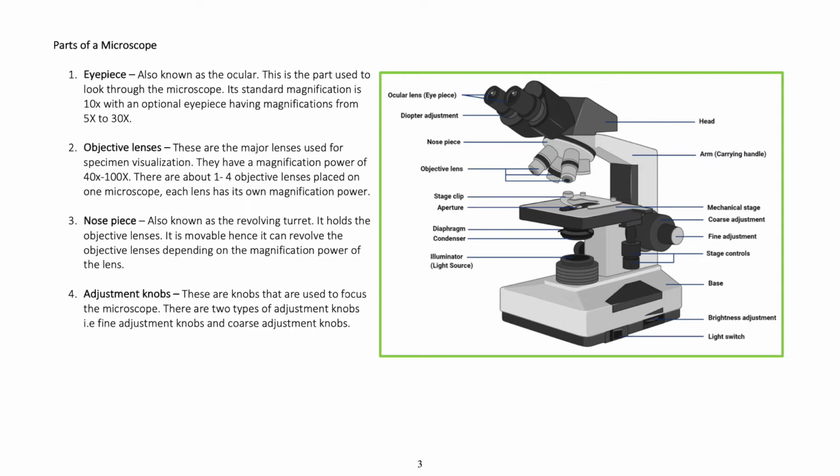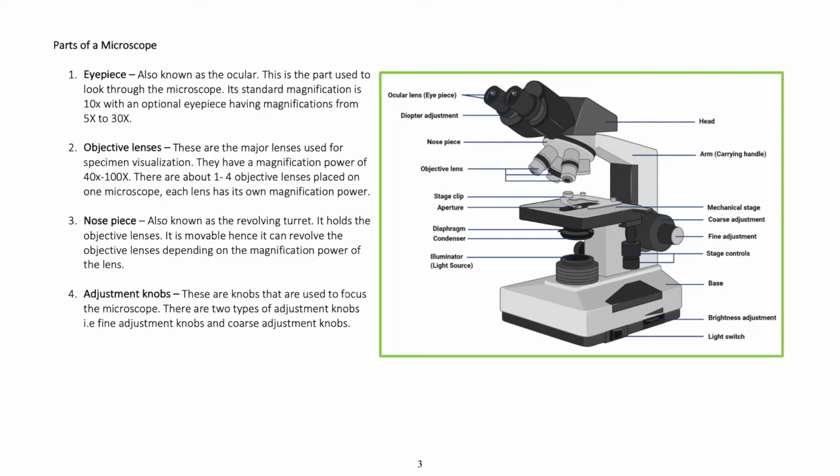Parts of a microscope. Eyepiece, also known as the ocular. This is the part used to look through the microscope. Its standard magnification is 10 times, with an optional eyepiece having magnifications from 5 times to 30 times. Objective lenses. These are the major lenses used for specimen visualization. They have a magnification power of 40 times to 100 times. There are about 1 to 4 objective lenses placed on one microscope. Each lens has its own magnification power.